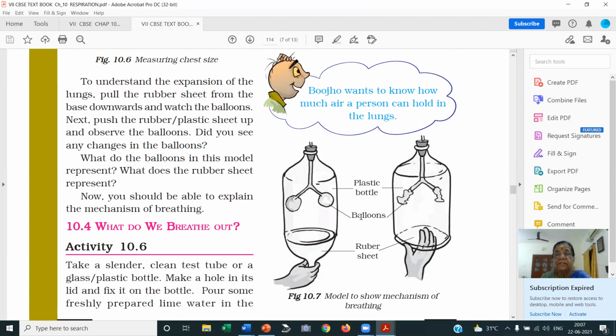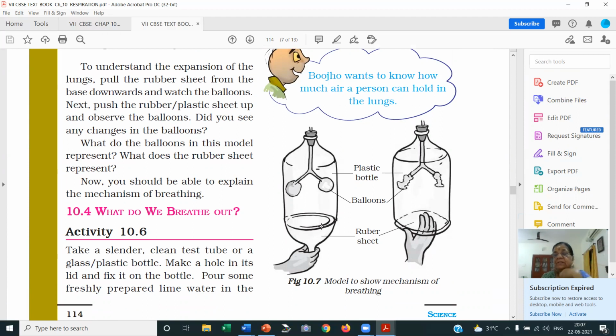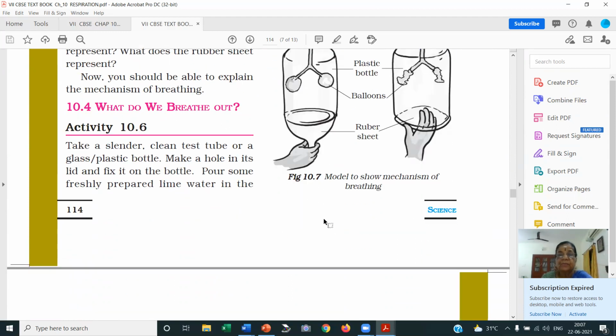Here, instead of a bottle, an apparatus called a bell jar, shaped like a bell, can be used. And there is a plastic bottle here. The plastic bottle represents the chest cavity, the white tube represents the trachea and bronchus, and the balloon represents the lungs. You should know the comparison, it is very important. And the diaphragm is the rubber sheet. I hope you follow.